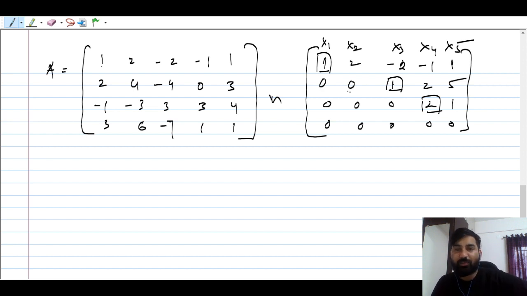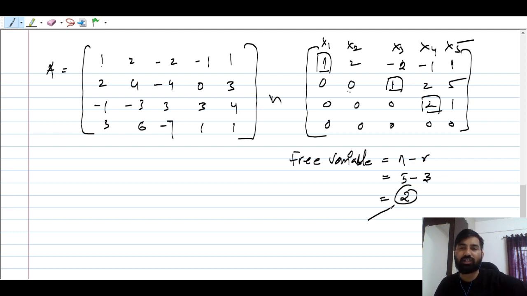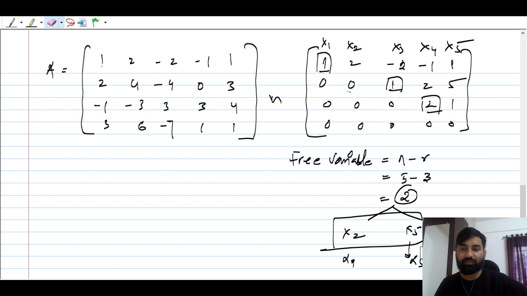I told you the number of variables. You can compute the free variables here: free variables is the number of variables minus the rank. The number of variables is 5 and the rank is 3 in this case, so free variables are 2. What are they? In this case, x2 and x5 are the free variables. You can take x2 as alpha 1 and x5 as alpha 2, not alpha 5, alpha 2. Understood? So that is very simple to obtain.